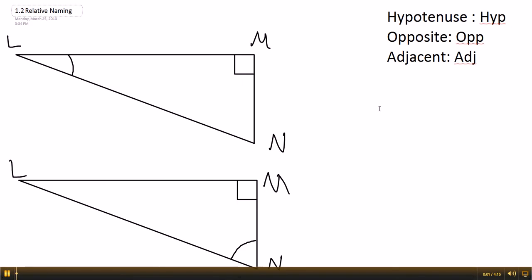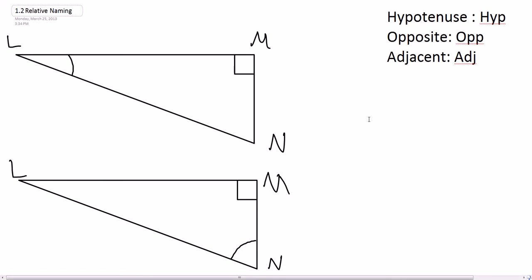Students, welcome to 1.2, relative naming. We're going to get some practice here. So notice that I've got 2 identical right angle triangles, both named LMN, hard to say fast. In this triangle, I'm going to be referencing angle L. In this triangle, I'm going to be referencing angle N. We want to get practice naming all 3 sides of these right angle triangles using our proper naming techniques.